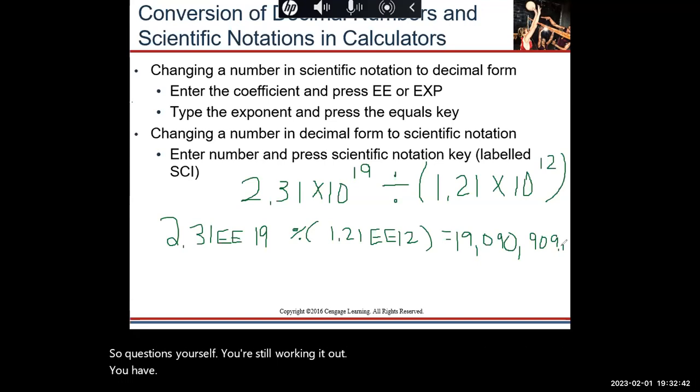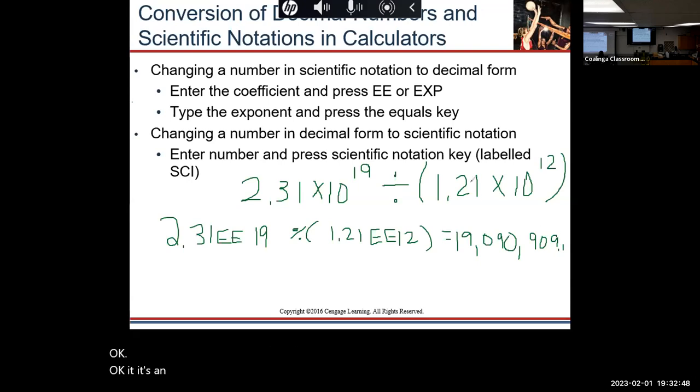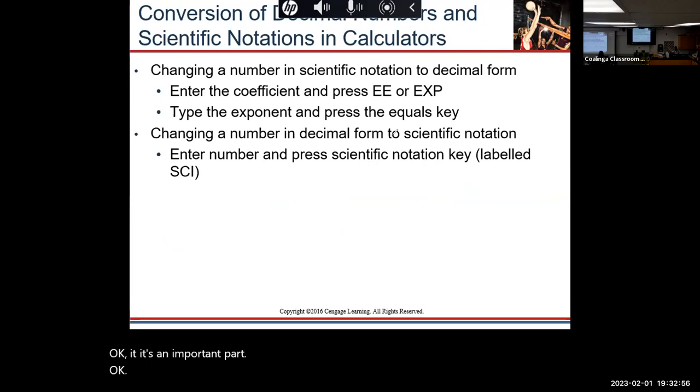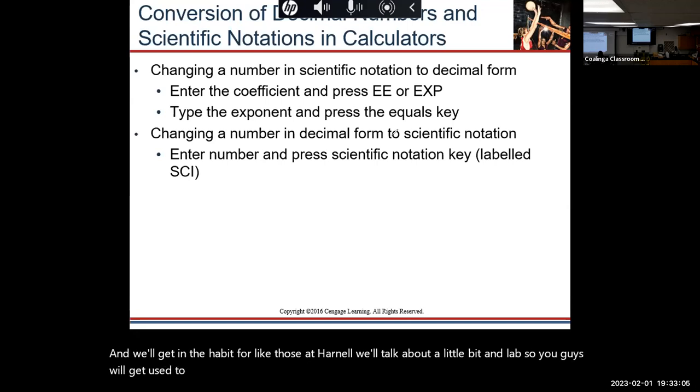Do we have to put the parentheses on, like how you have them, in order for it to be right? That's an important part. And we'll get in the habit for those at Harnell. We'll talk about it a little bit in lab so you guys will get used to it. So bring a calculator.